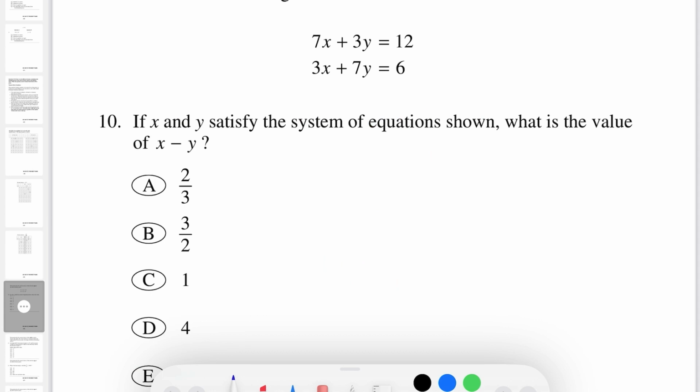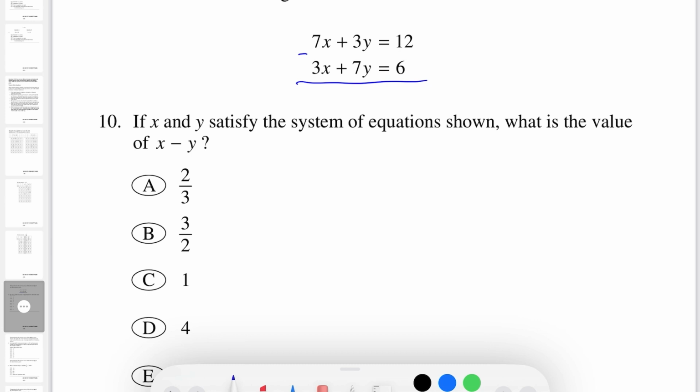All right, question 10. We are given these two equations, 7x plus 3y equals 12 and 3x plus 7y equals 6, and the question says, if x and y satisfy the system of equations shown, what is the value of x minus y? The traditional way would be to solve for x, solve for y, and then subtract. But there's actually a much faster way here, which is to just subtract the two equations.